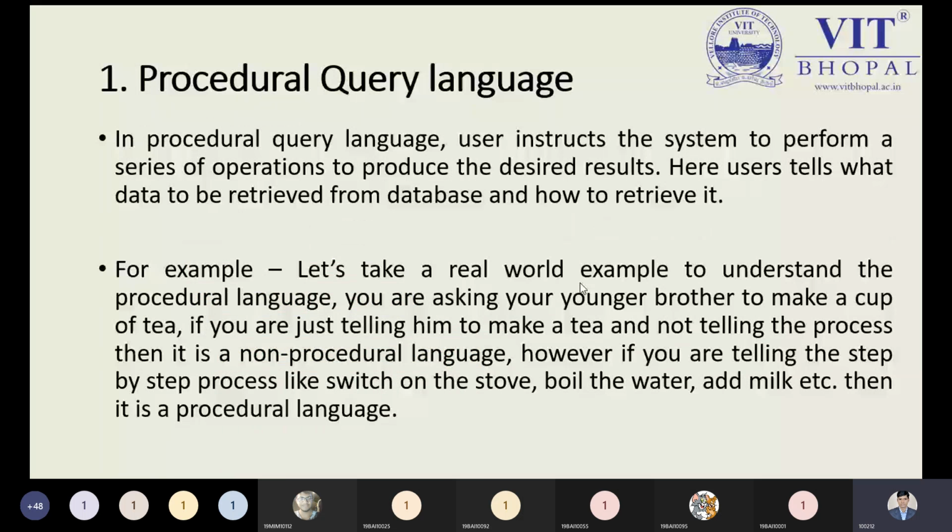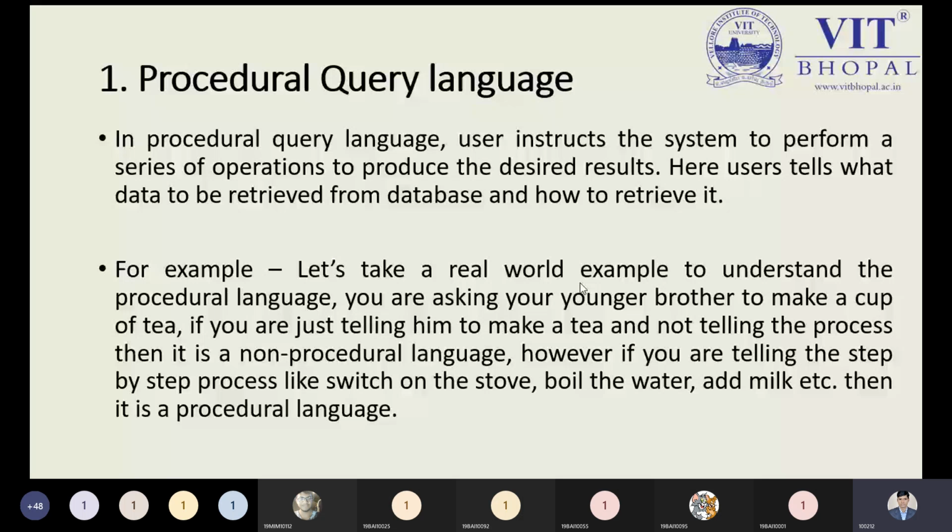I'm repeating a few words from the previous slide: in procedural query language, the user instructs the system to perform a series of operations to produce the desired result. Here, the user tells what data is to be retrieved from the database and how to retrieve it. So we know only this part, the data to be retrieved and how to retrieve it, but how it is processed internally, we don't know. So let me explain this with an example.